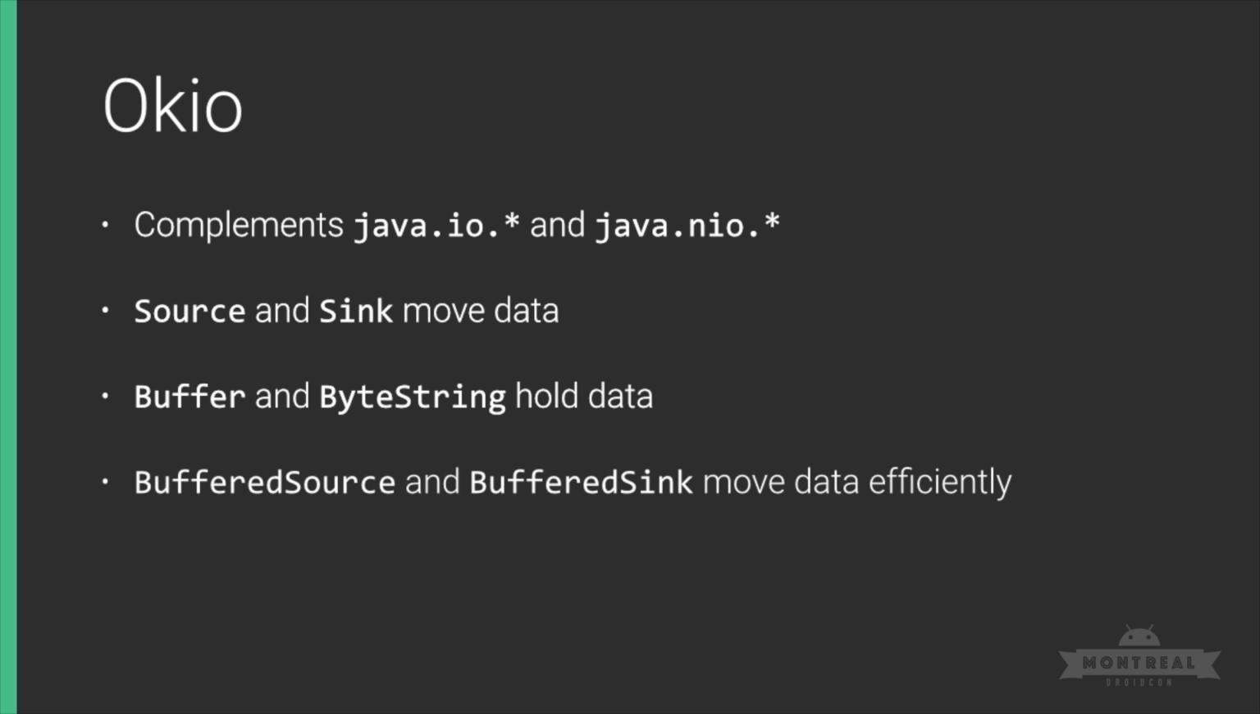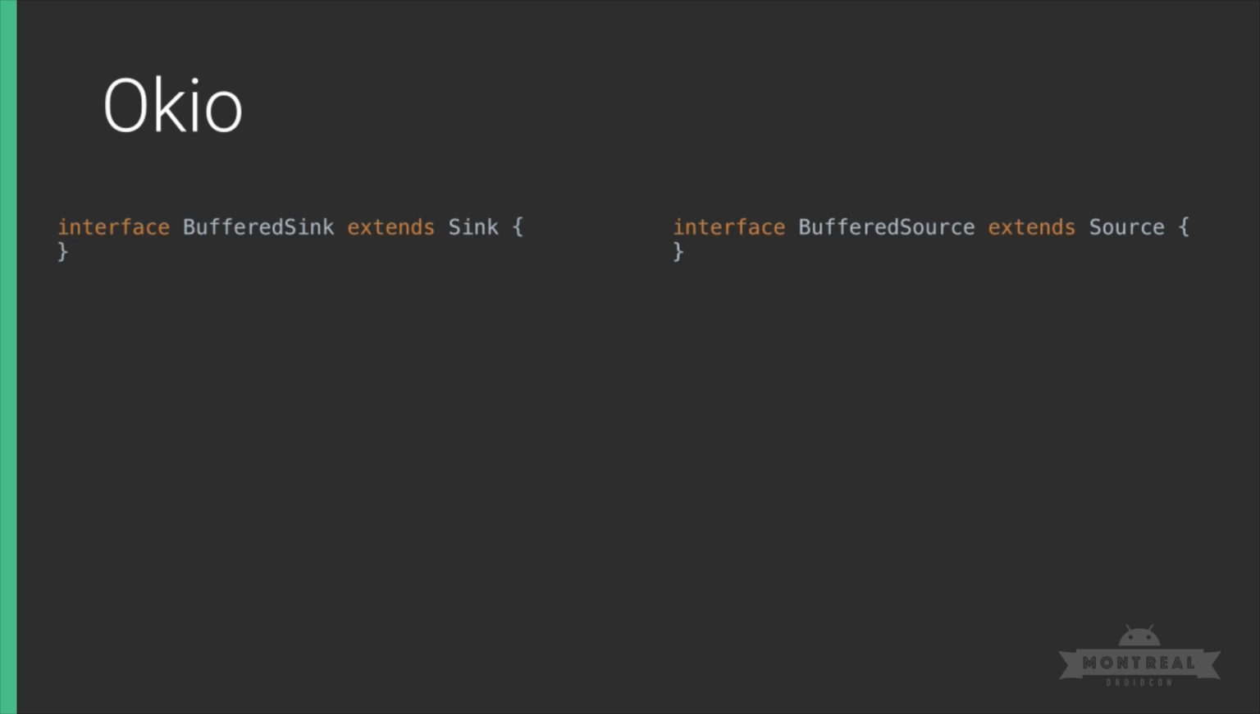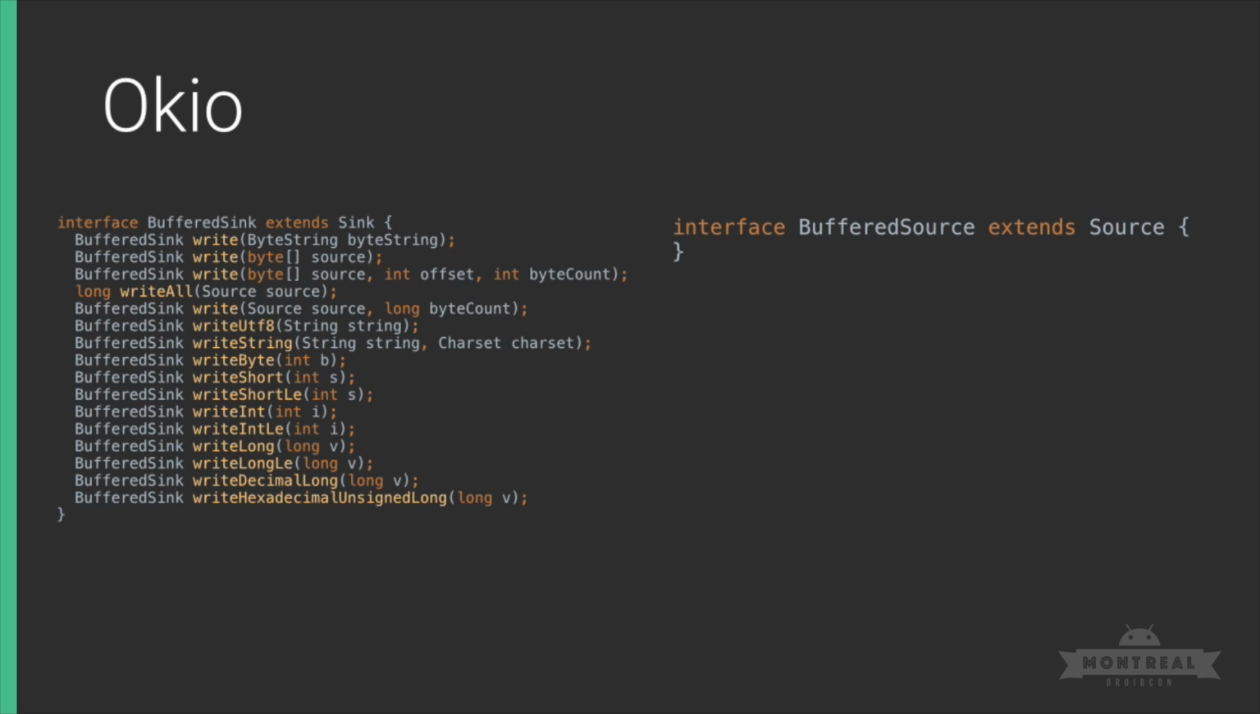So where this gets really powerful is when these two things combine together. OkIO has these two types called BufferedSource and BufferedSink, and these move data efficiently by using this Buffer object. This is where those methods on Buffer lie. So there's tons of write methods.